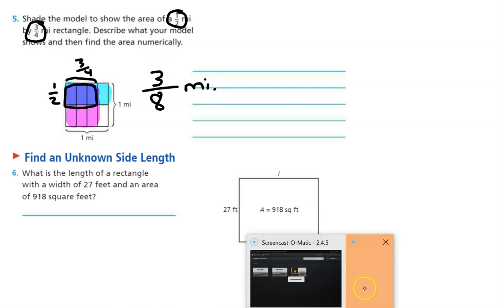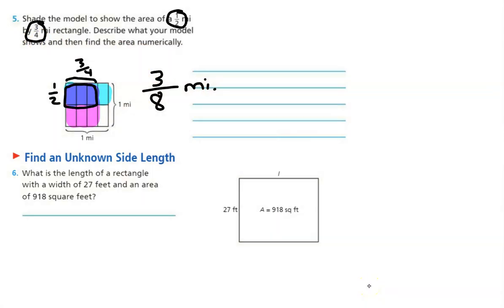Okay, this is just a reminder for you guys of how to find an unknown side length. I apologize, I'm moving kind of fast, but you're going to do some work on your own today, so I want to give you all the information ahead of time. So this says, what is the length of a rectangle with a width of 27 feet and an area of 918? Well, in order to figure this out, that's actually going to be a division problem.